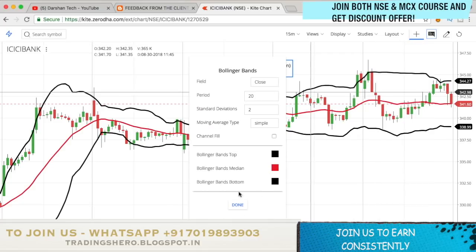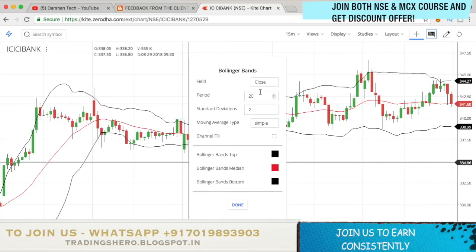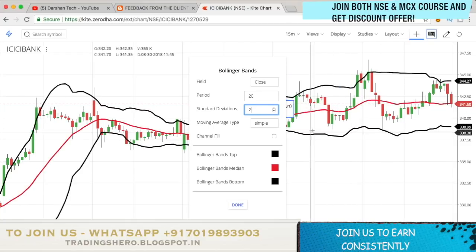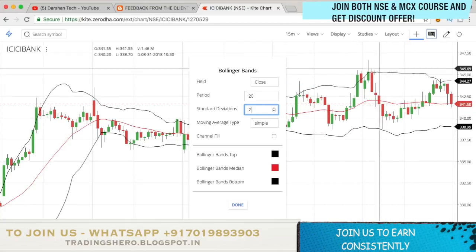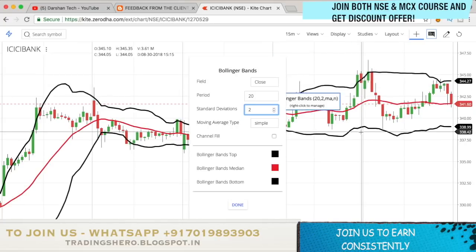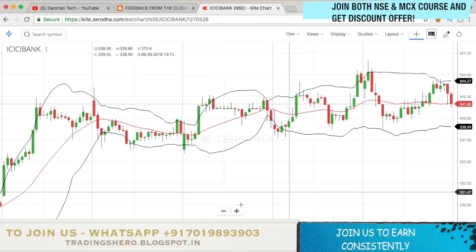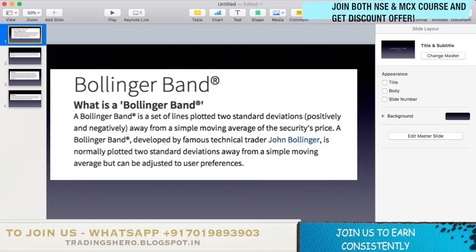Just click on this and you can actually adjust the period and standard deviation and all of these things. As you can see, the center red line is the median, and these two are the bands, upper band and lower band. So this is how it looks. To use Bollinger Bands in intraday trading, 15 minutes or 30 minutes will be good enough. Now let's break down what things Bollinger Bands consist of.